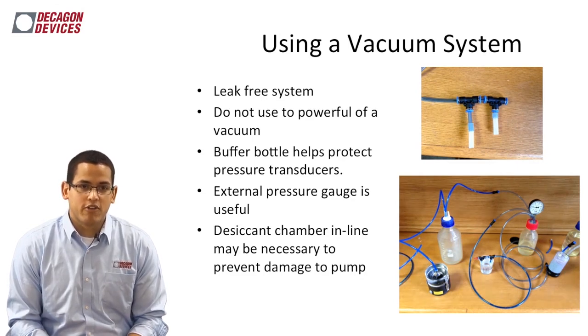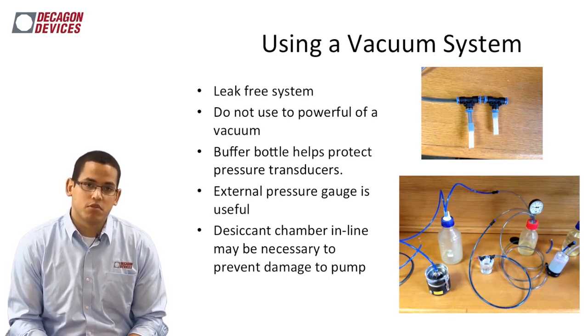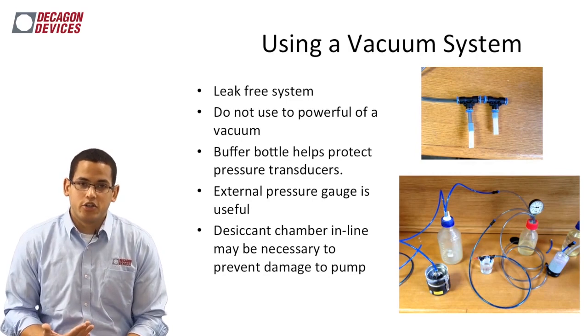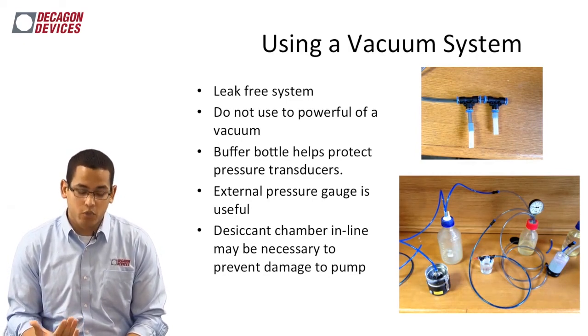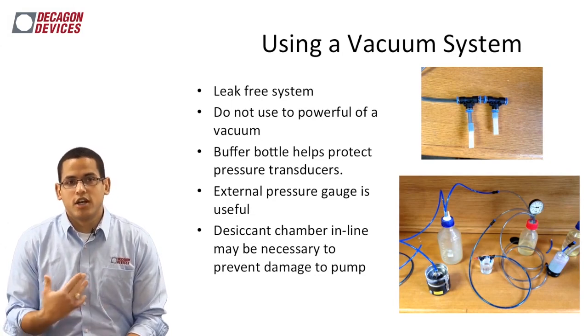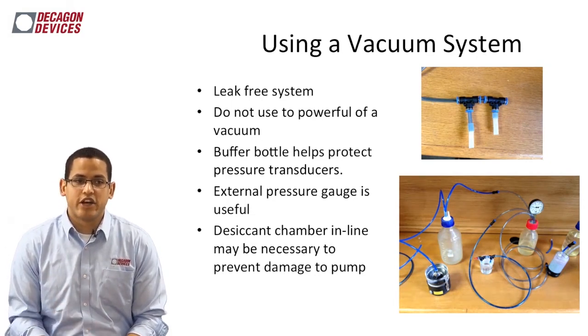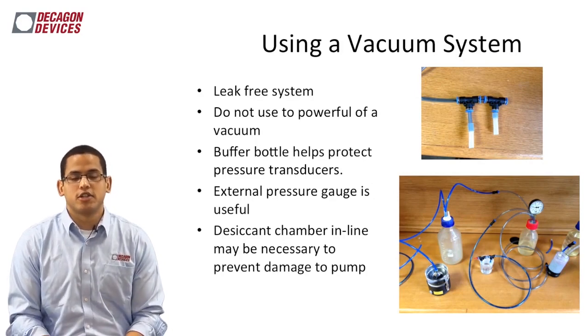Another thing that might be helpful is a desiccant chamber in line to prevent damage to the pump. Because you're pulling vacuum over water and essentially pulling air out of the water, you're going to have air that's close to, but not at, 100% relative humidity. For some types of vacuum systems, this can damage them, so you might want to consider having a desiccant chamber in line.